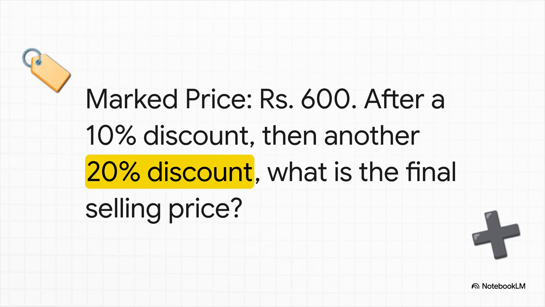All right, problem number 2. This one's a little trickier. A scenario with back-to-back discounts. A 10% discount and then another 20% off. Now, a really common mistake is to just add them up and say it's 30% off, but that's not how it works.